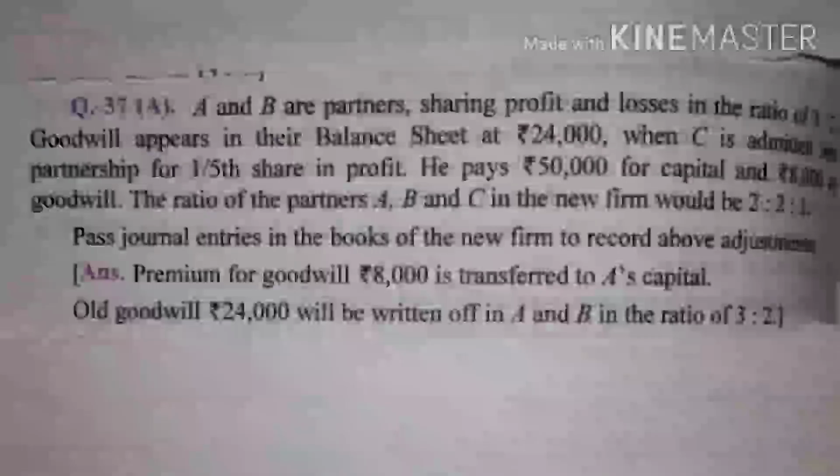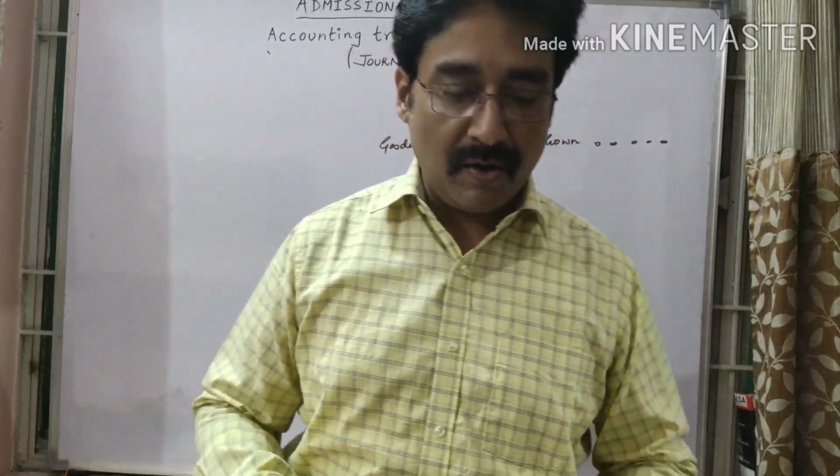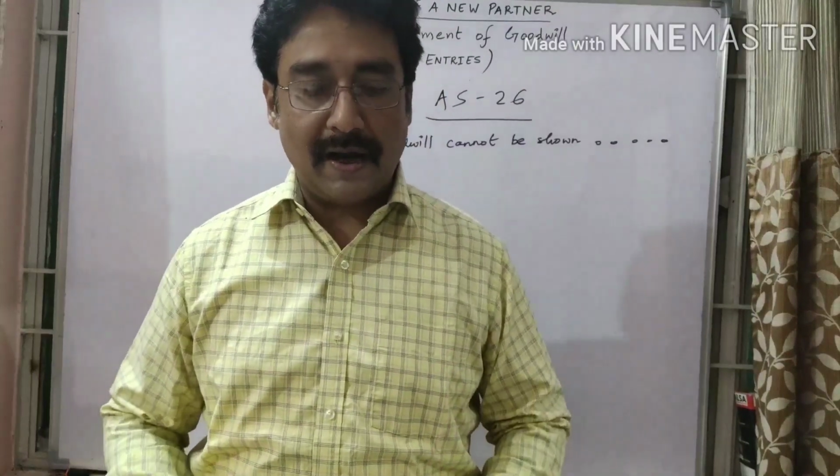So what are we going to do? We are going to calculate the sacrificing ratio first of all as a separate working note, and then we'll pass the required journal entries. So be ready children and do it along with me. Note down the whole solution properly, try and understand. Okay, so let's do it.